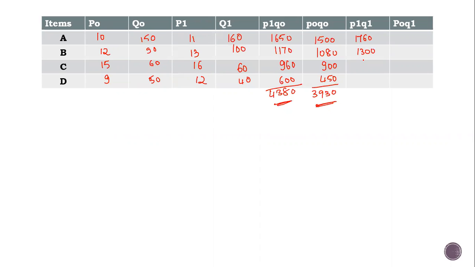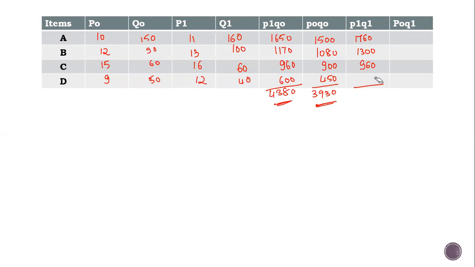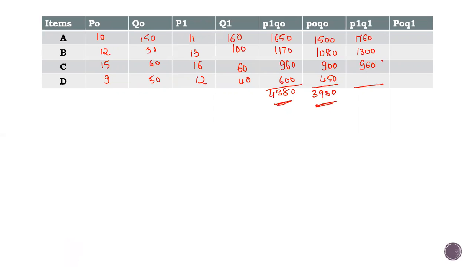Next, P1, Q1. 1300, okay. 960, 1760. Is it 480? Okay, it's 480 here. What is the total? 4500. Okay. Here it is 480, 4500. Okay, and the last column, first one.